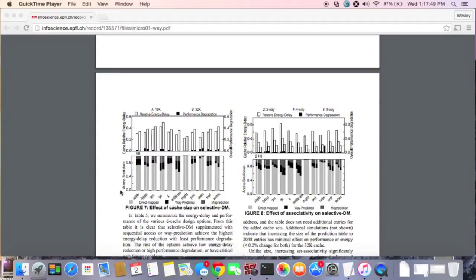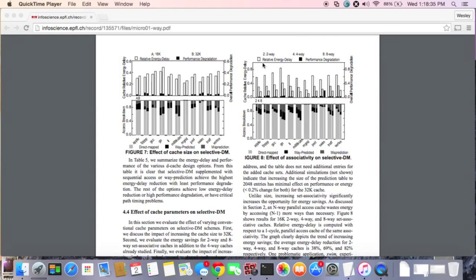This one on the bottom is an access breakdown, 0 to 100%: direct mapped, way predicted, and misprediction. So they did selective direct mapping. Sometimes the accesses are direct mapped based on their predictions, so they may only have one way that we can probe. Way predicted and misprediction. So we want fewer mispredictions and more way predicted, more black. So that's kind of an idea of their accuracy.